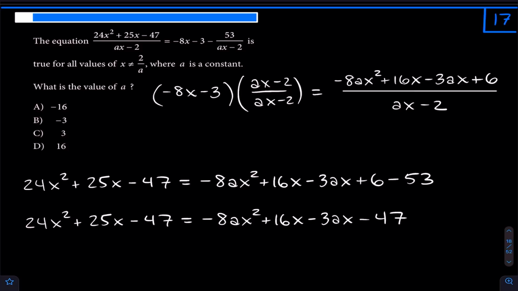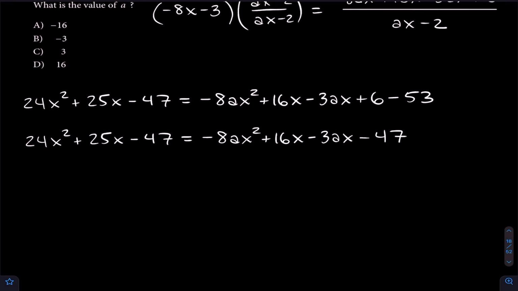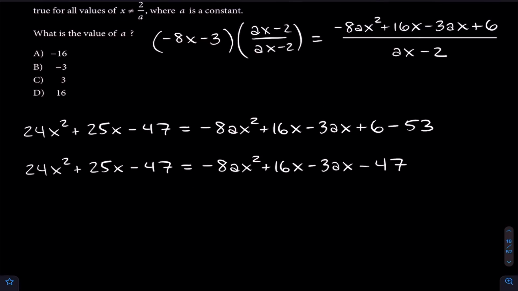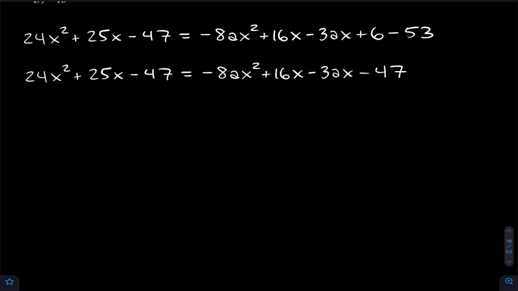But yeah, that doesn't really help us much here. It doesn't help us at all. And actually, what are we even trying to do here? Because this just looks really gross. What are we doing? We're finding the value of a. And it's very easy to do that, actually. If these two things are equal, they have to be the same thing. That means that this thing needs to be 24x squared plus 25x minus 47.